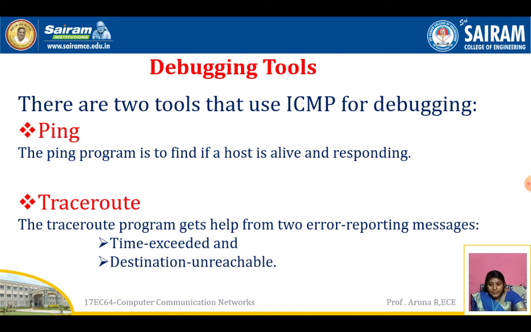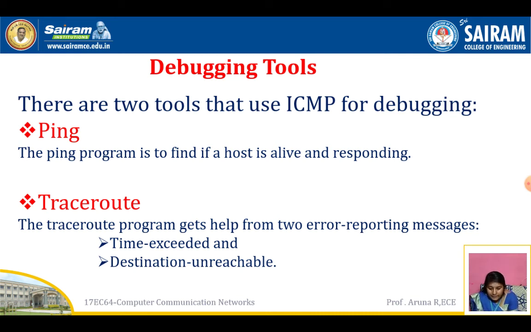Traceroute: the traceroute program gets the help of two error reporting messages, that is time exceeded and destination unreachable. Both things we can see when a courier is being sent, or when you are booking something on Amazon online, you will have this trace route. That means they will give you the expected time of delivery of the items you have given. So what is the expected time? If it exceeds, you will understand that there is some issue in the time.